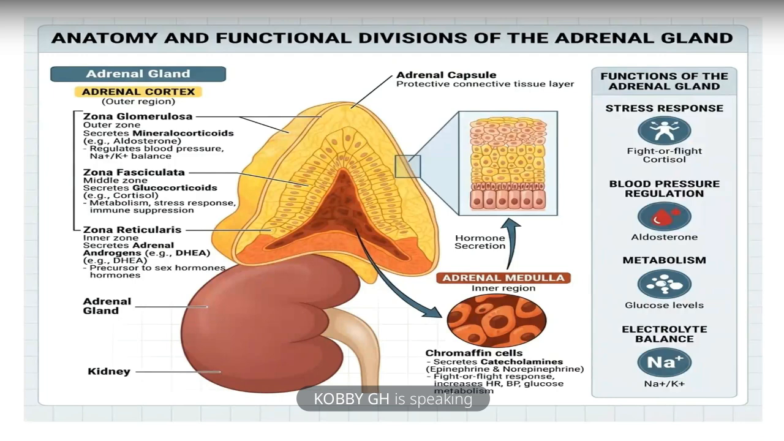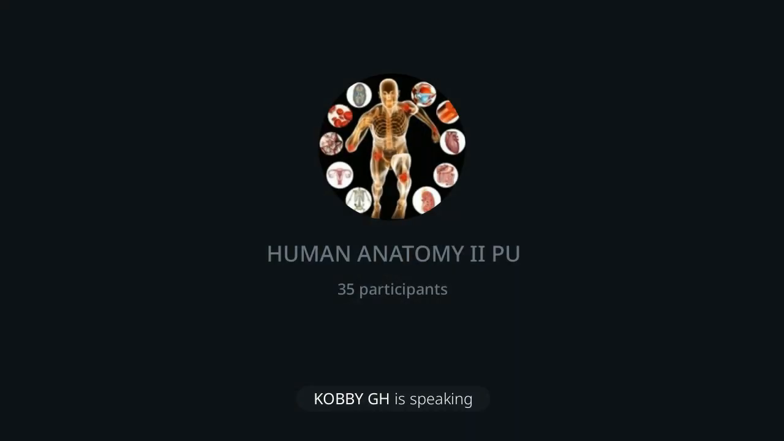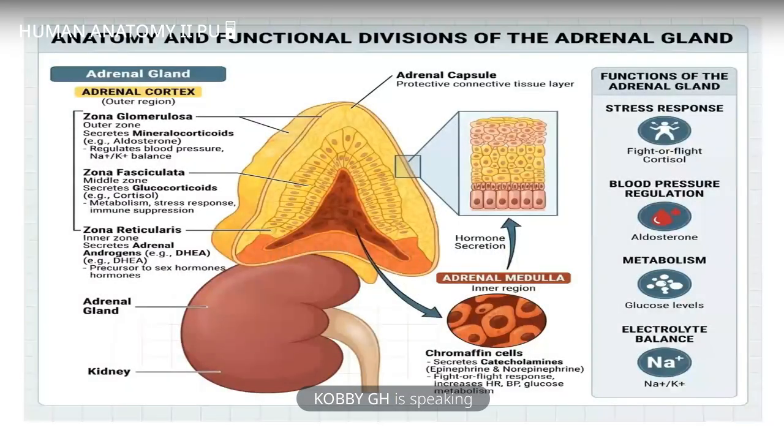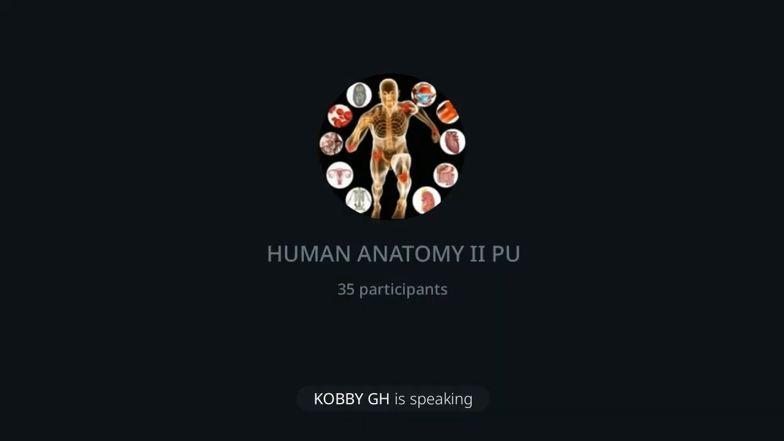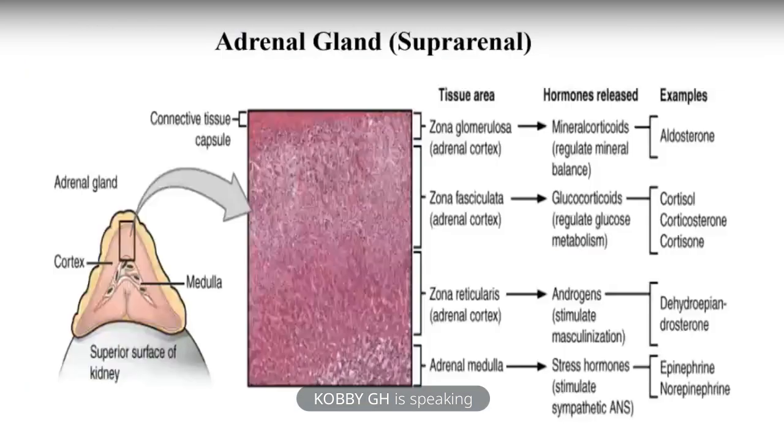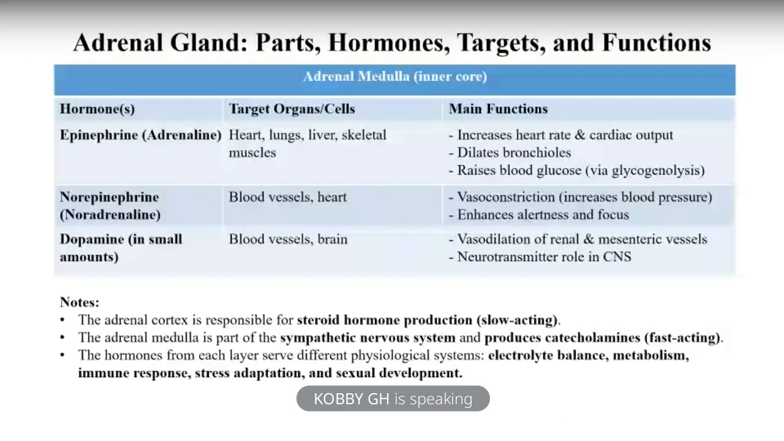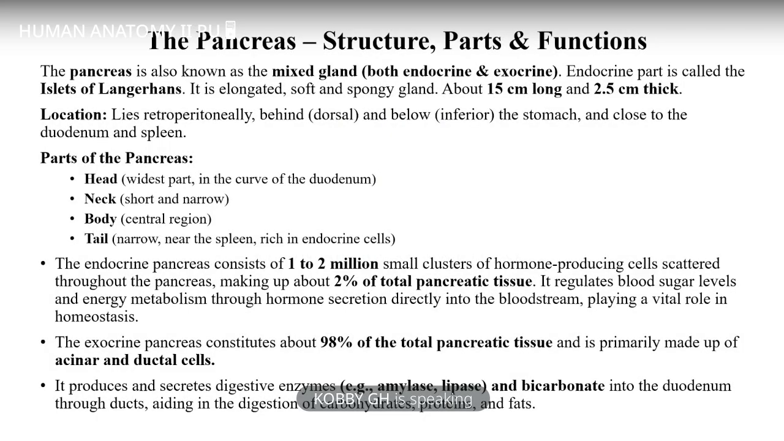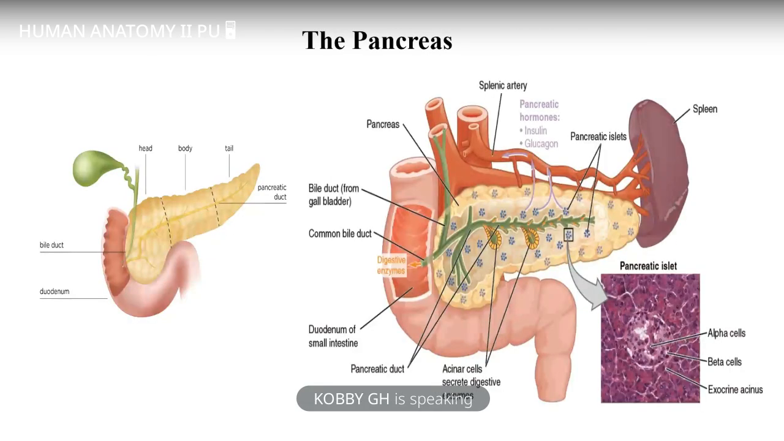Catecholamines, what do they do? They are responsible for the fight or flight response. And that simply means they are responsible for increasing or decreasing your heart rate, your BP, and your glucose metabolism. That is simply that. Is that okay? All right. So basically, that is it for the adrenal gland.